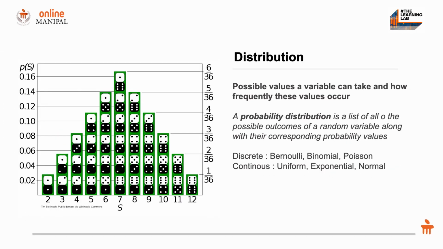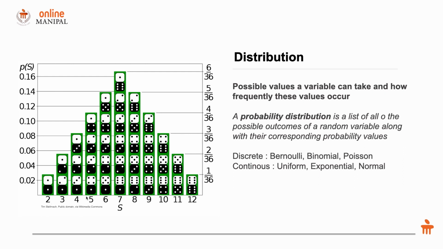What is distribution? Distribution is the possible values a variable can take and the frequency of these values, how frequently they can occur. So for example, if you roll 2 dice, the sum of the face values coming up on both dice acts as your variable. So 2, 3, 4, 5, 6, 7, 8, 9, 10, 11, 12.